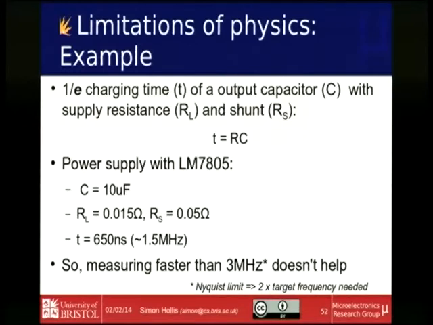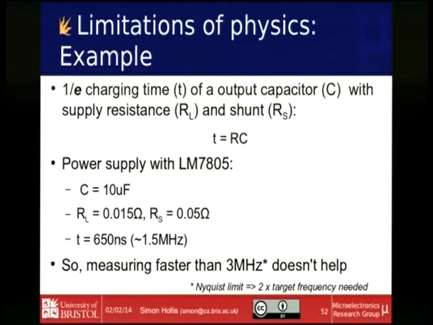So even if you had a 500 megahertz processor, you won't be able to see its power supply changing at 500 megahertz because of the damping that the power supply is doing. So this means you need to measure, there's no point measuring faster than 3 megahertz in this scenario, because there's no information available.